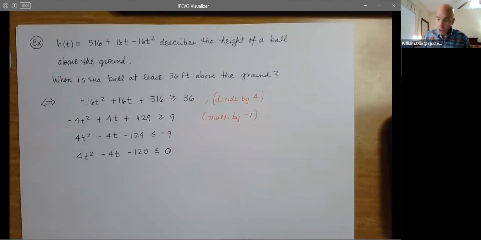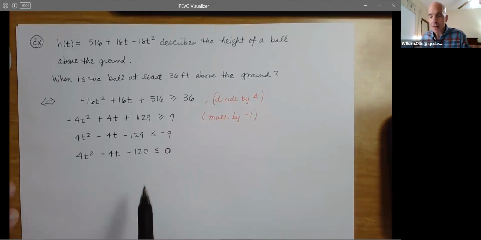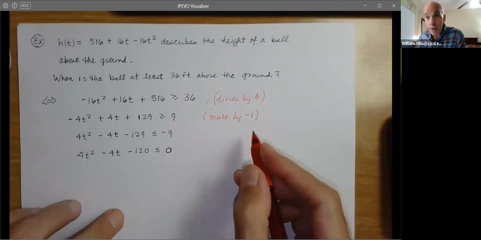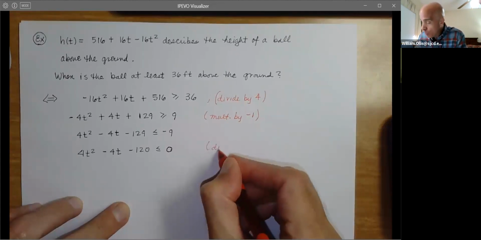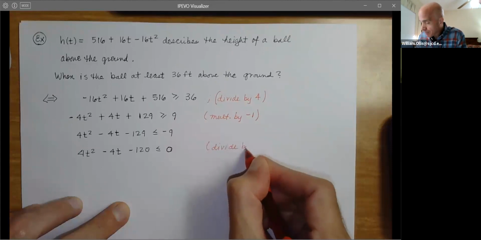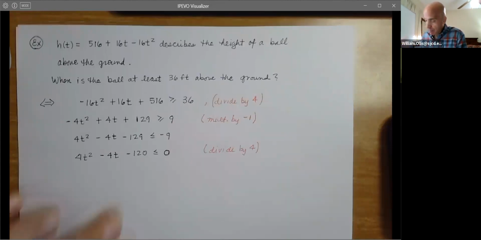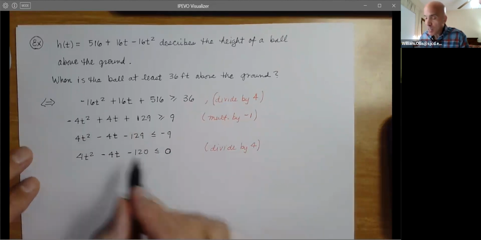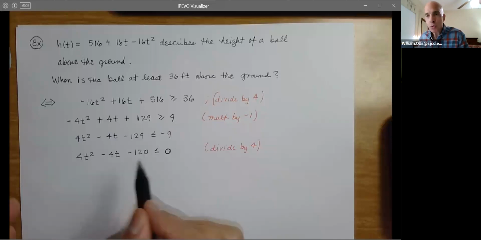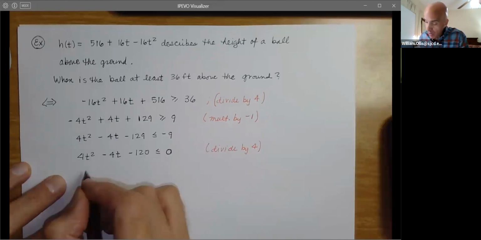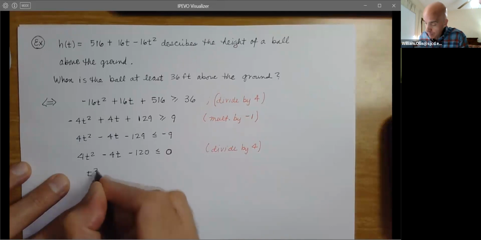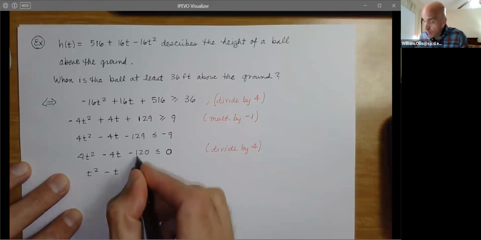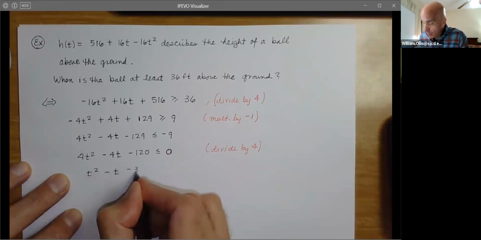Now, what I want to do is take this one more step. You're thinking, well, look at it now. We have 4s in everything again. So smaller numbers are easier. So divide by 4. The idea is as we move through the problem, we subtract and add, we can introduce more common factors. So again, let's divide by 4. t squared minus t, and then of course we get the -30 here.